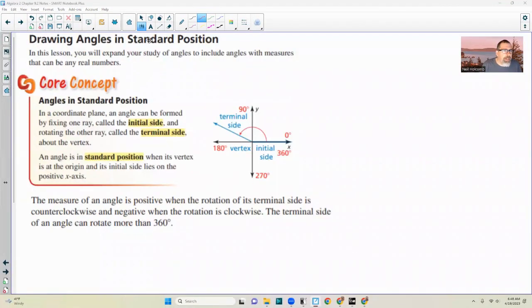Okay, so drawing angles in standard position. In this lesson, you will expand your study of angles to include angles with measures that can be any real numbers. Okay, so positive or negative. All righty.